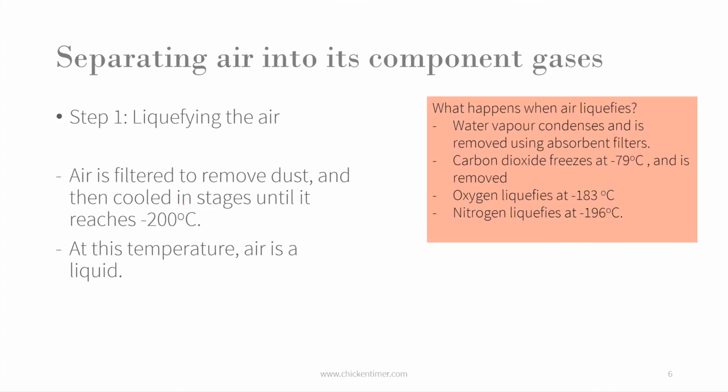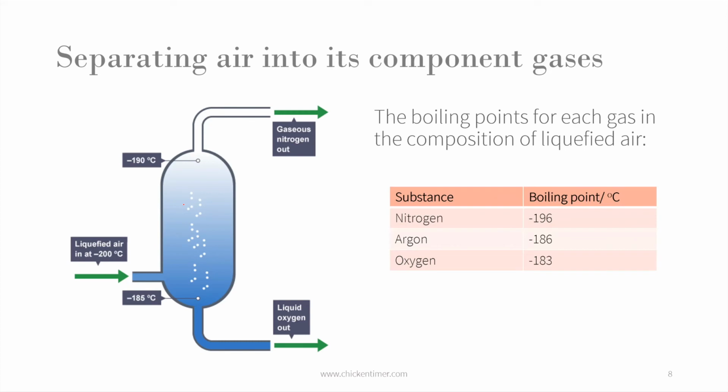Then earlier on we said liquid oxygen will change state at negative 183, and the other one at negative 196. So you can get rid of one first. There is another gas, argon, inside. You can also get rid of it in this setup using fractional distillation.